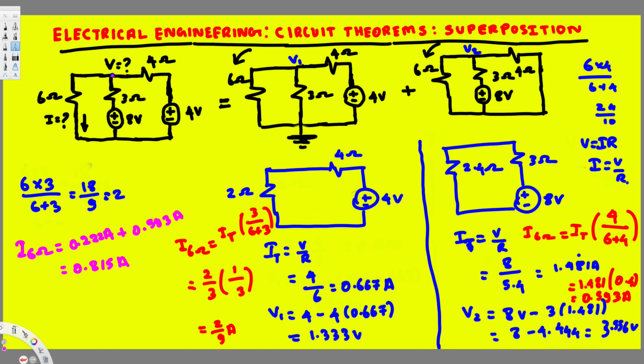Now the other question was, what is the total voltage? We found out V1, we found out V2, so we can go ahead and solve for the total voltage. We have to just simply add them together, V1 plus V2, and that's going to be 1.333 plus this one 3.556, and that's going to give us 4.889. And that's how we use superposition technique to solve this kind of circuits.